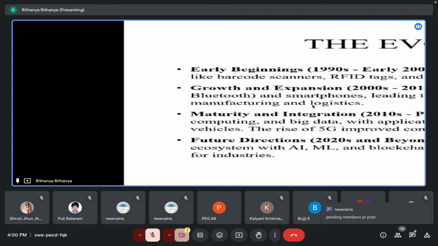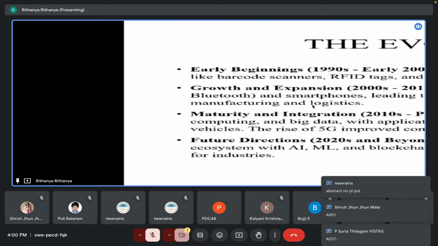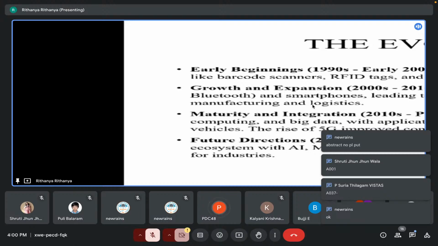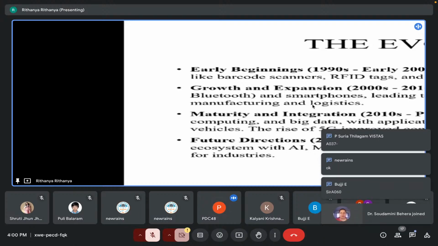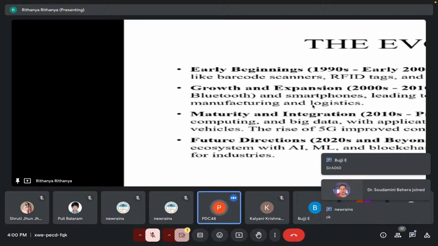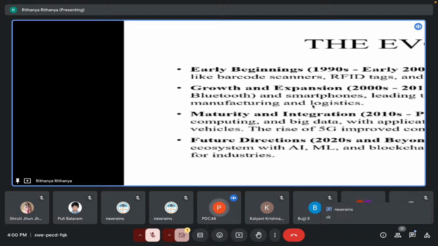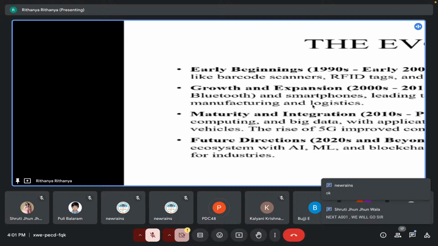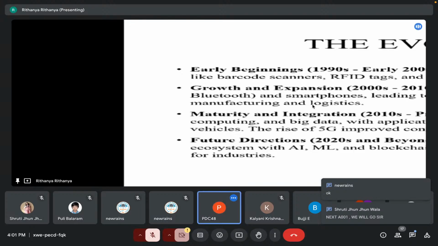standardization. The evolution of IoT. Early beginnings, 1990s to 2000s: IoT started with connecting simple devices like barcode scanners, RFID tags, and sensors, mainly for industrial use. Growth and expansion, 2000s to 2010: IoT expanded with wireless technologies like Wi-Fi, Bluetooth, and smartphones, leading to smart devices and IoT in manufacturing and logistics. Maturity and integration, 2010 to present: IoT integrated cloud computing, edge computing, and big data, with applications in smart cities, healthcare, and autonomous vehicles.